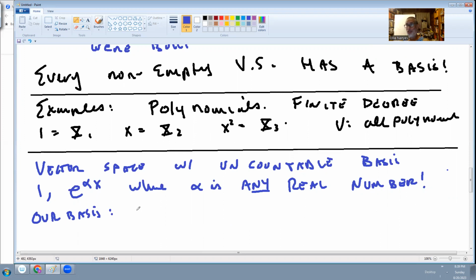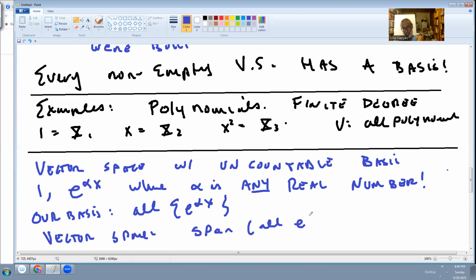Now in theory, there's something called the well ordering theorem. So technically speaking, you should be able to list every single one in some sort of weird order, but that order has nothing to do with how we actually count the real numbers. So it's a colossal mess. But our basis is basically the collection of these things as our vectors. With alpha equaling 0, that gives us a 1. And our vector space will be the span of all e to the alpha x.